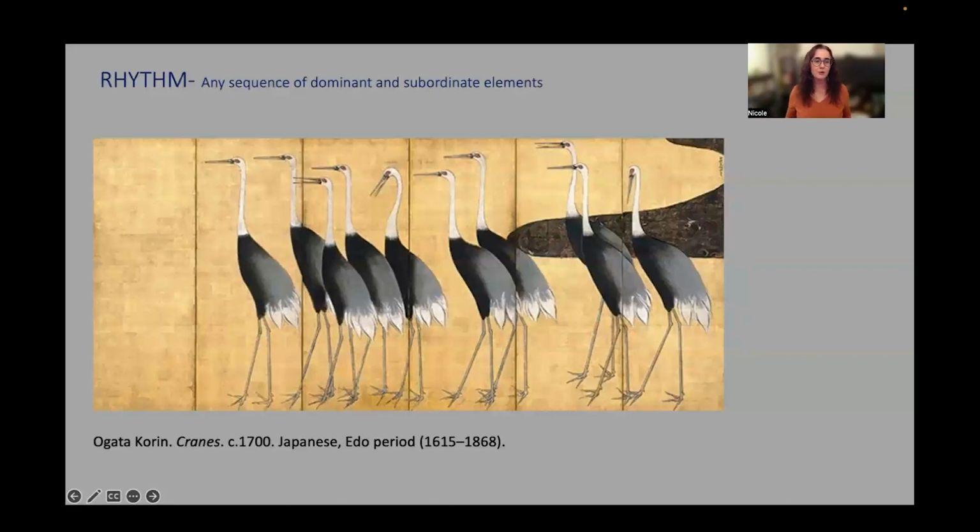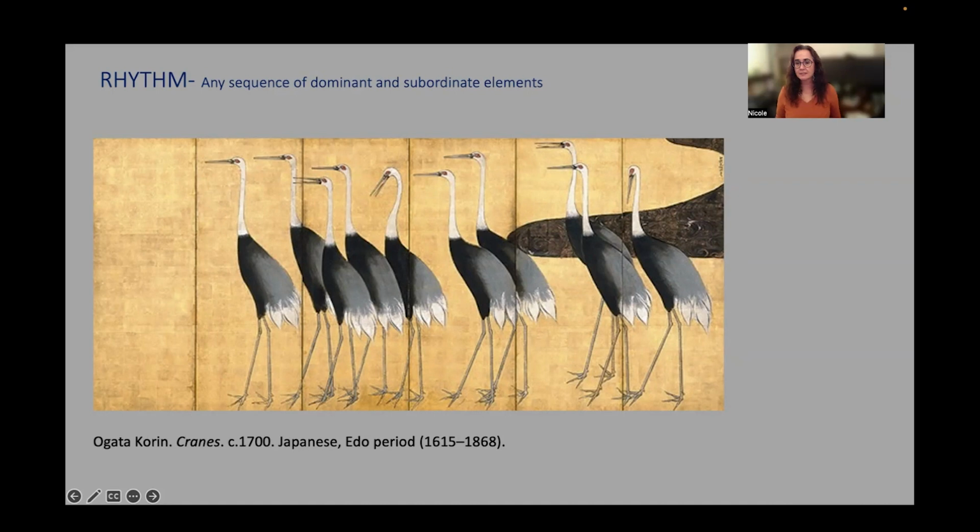So Ogata Korin's cranes from the Japanese Edo period is a really good example where we have this grouping or apparent grouping of cranes, right? He's using this principle of rhythm not only to organize the subject matter, but also as an expressive device. So the simplest way to create a sense of rhythm is by repetition. So looking at this image, which is actually one of a pair of folding screens, the birds are super simplified.